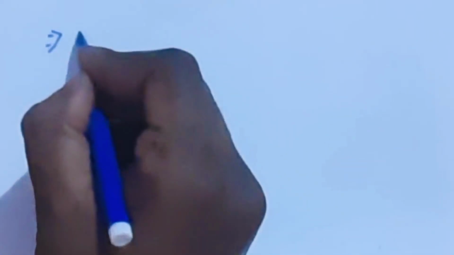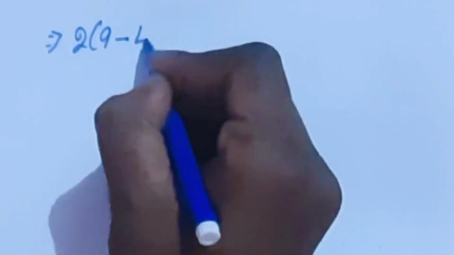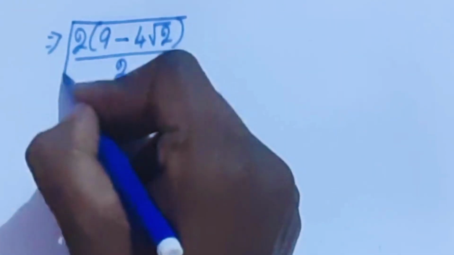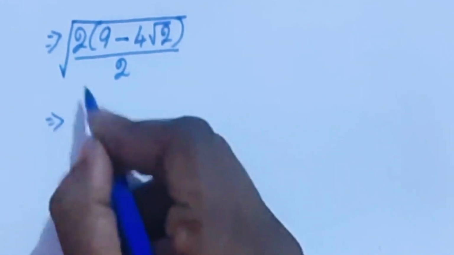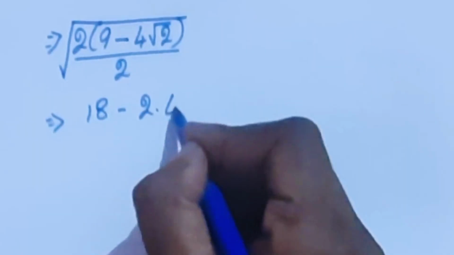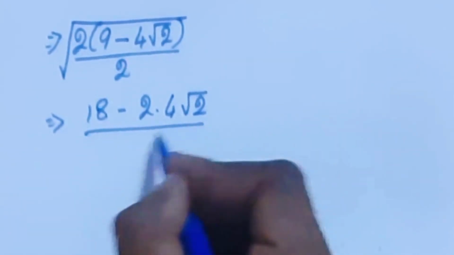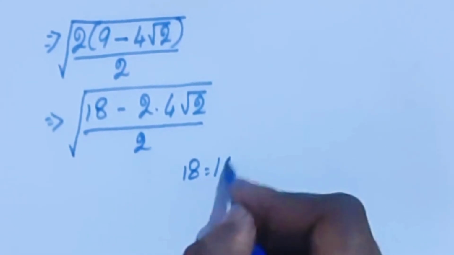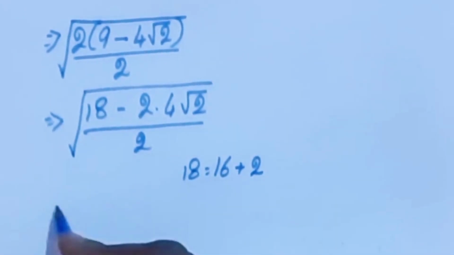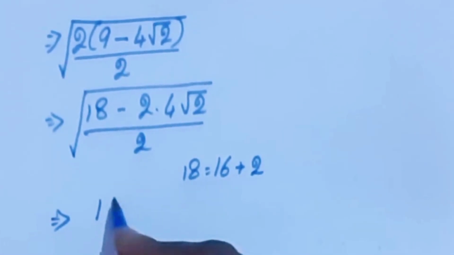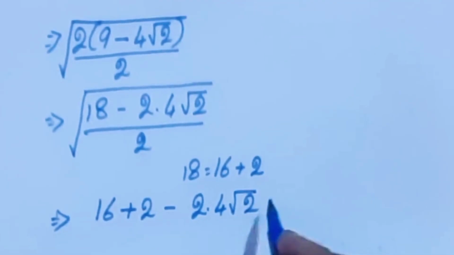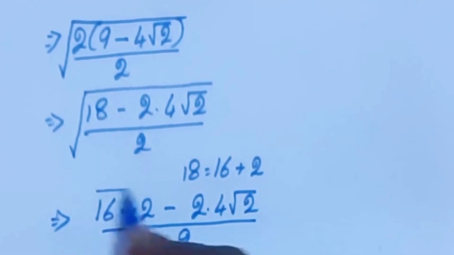Now 2 times 9 minus 4 square root of 2, whole divided by 2, in whole square root. Now we are going to multiply this here. So 2 times 9 is 18 minus 2 times 4 square root of 2, whole divided by 2, in whole square root. Now this 18 can be written as 16 plus 2. This we are going to apply here. So 16 plus 2 minus 2 times 4 square root of 2 by 2 in whole square root.